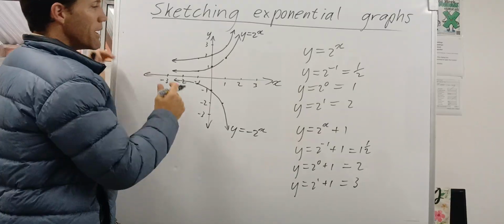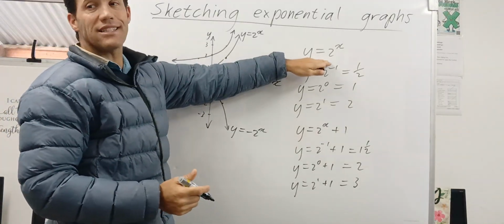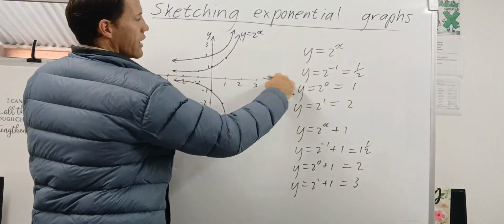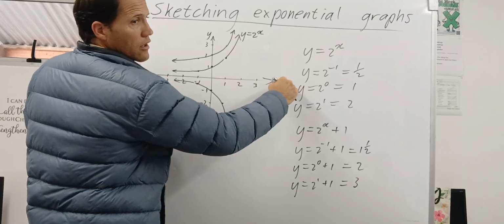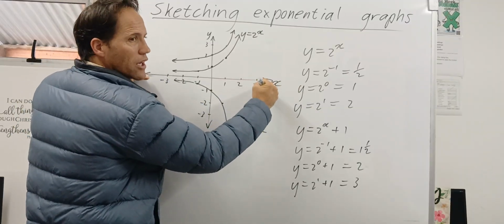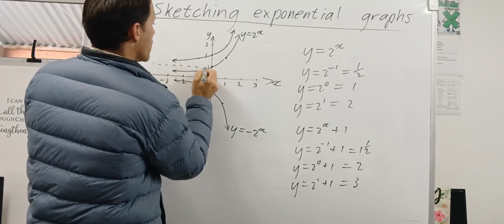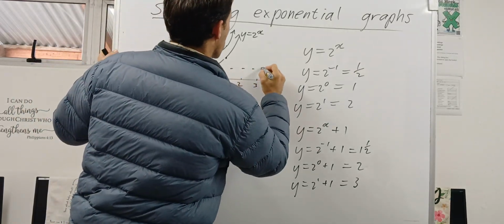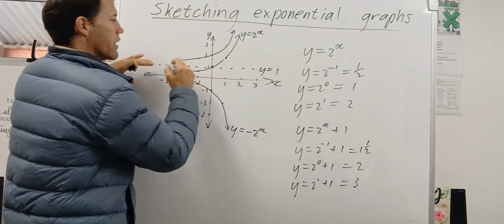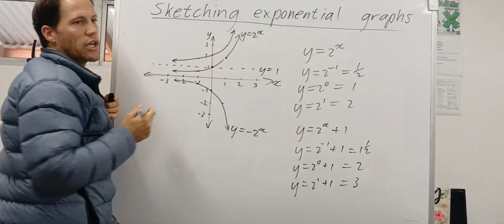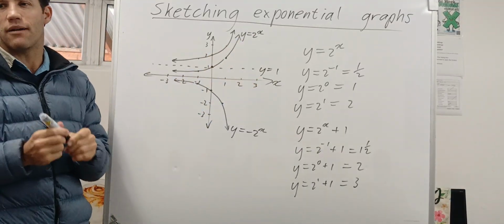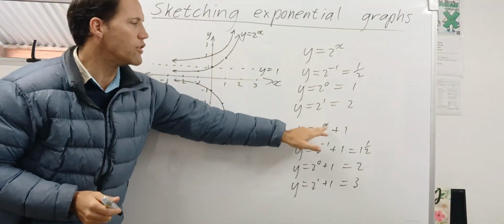So now remember with this one, the asymptote was there, y equals 0. Now, even the asymptote shifted 1 up. Now the asymptote will be here. Here's the asymptote now, y equals 1. The asymptote also moves 1 unit up. Everything moves 1 unit up when you take the exponential graph and you add 1 to it.